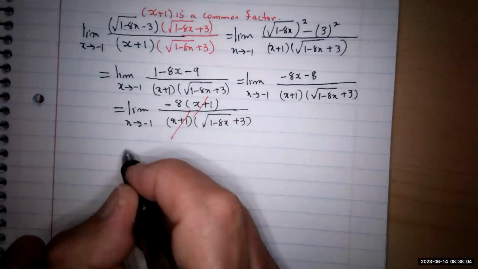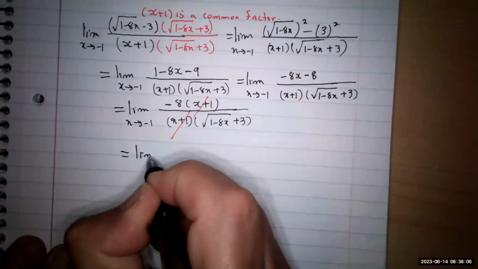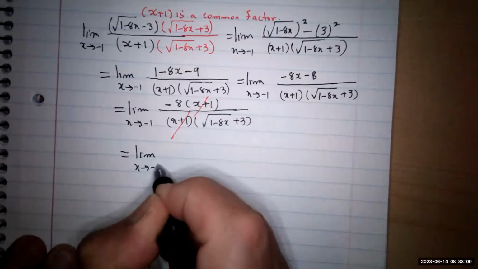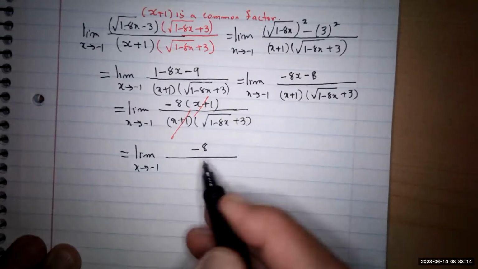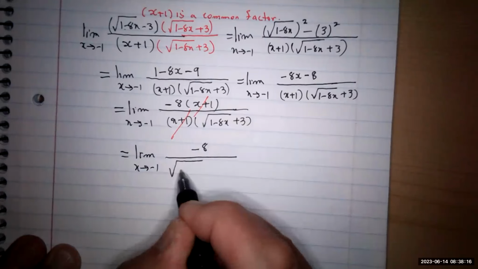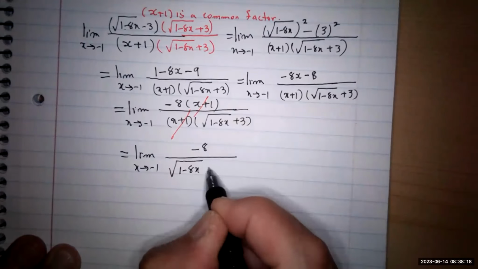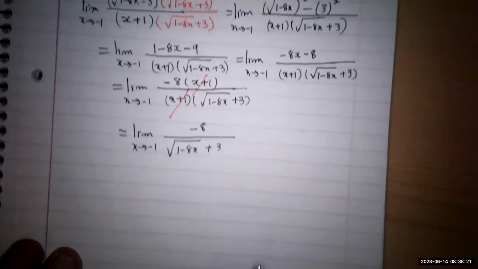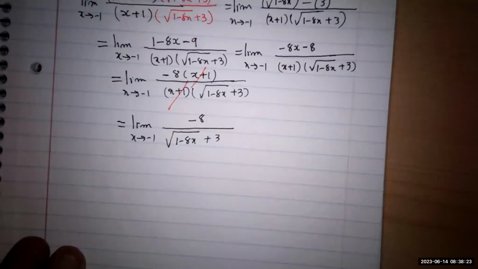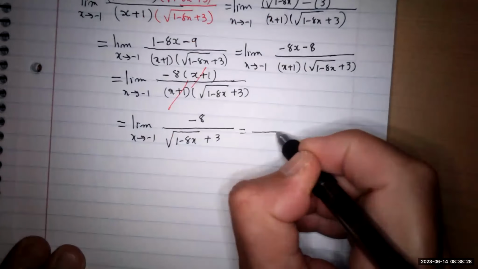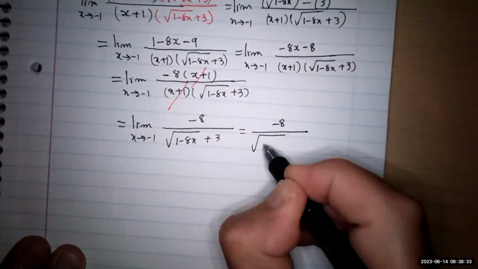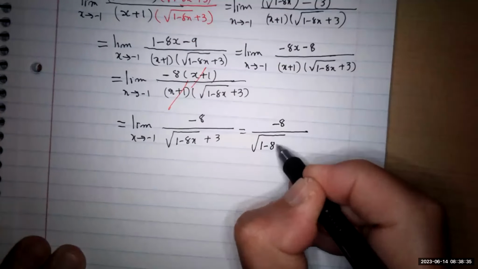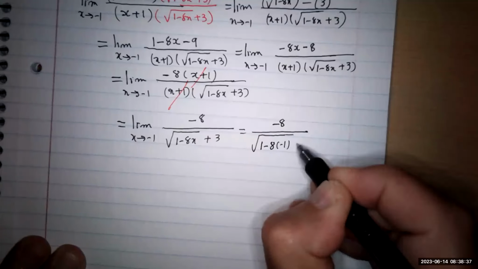Left over is going to be equal to the limit of x goes to -1. On the top we get the -8, and the bottom one is the radical 1 minus 8x plus 3. That's it. Now this is the time to substitute. You substitute x equal to -1. So that gives a -8 on the top, and the square root of 1 minus 8 times -1 again, plus 3.